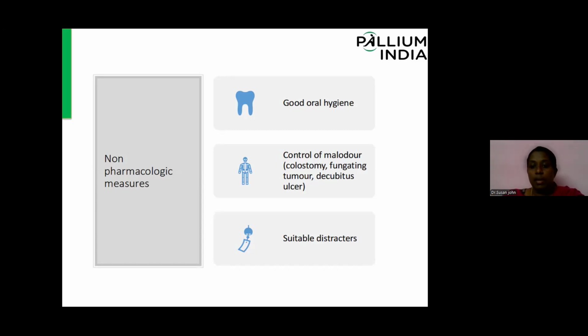And there are suitable distractors. Usually the patient has some other interest, and you have to tell the patient to engage more with those distractors. Otherwise the patient has continuous symptoms and keeps thinking about the disease, which causes more distress and stress to the patient. So you have to identify that. As a palliative care physician, this is also very important, the same as medical management. That's why we are telling in detail about each and every point.